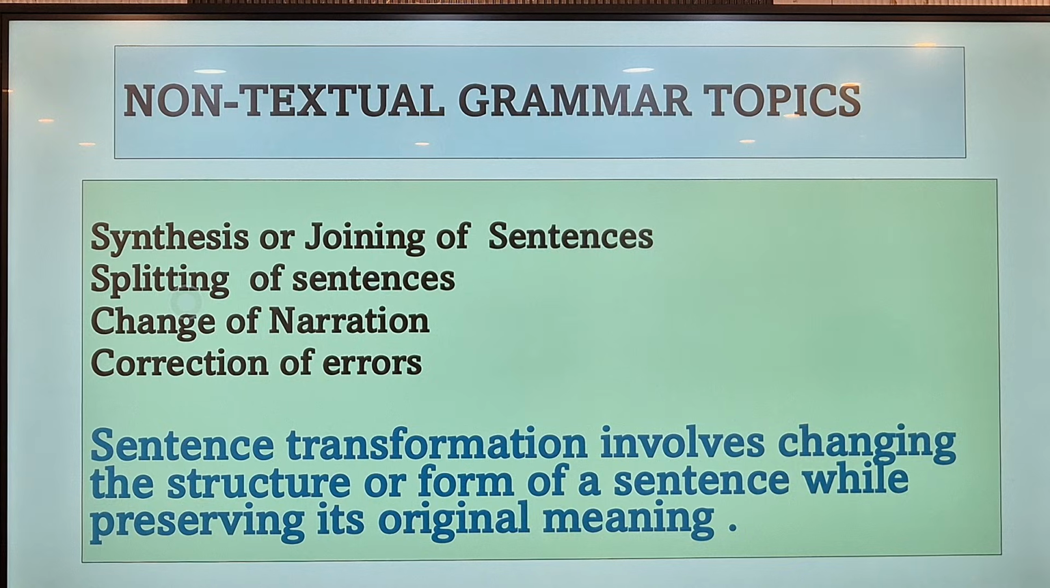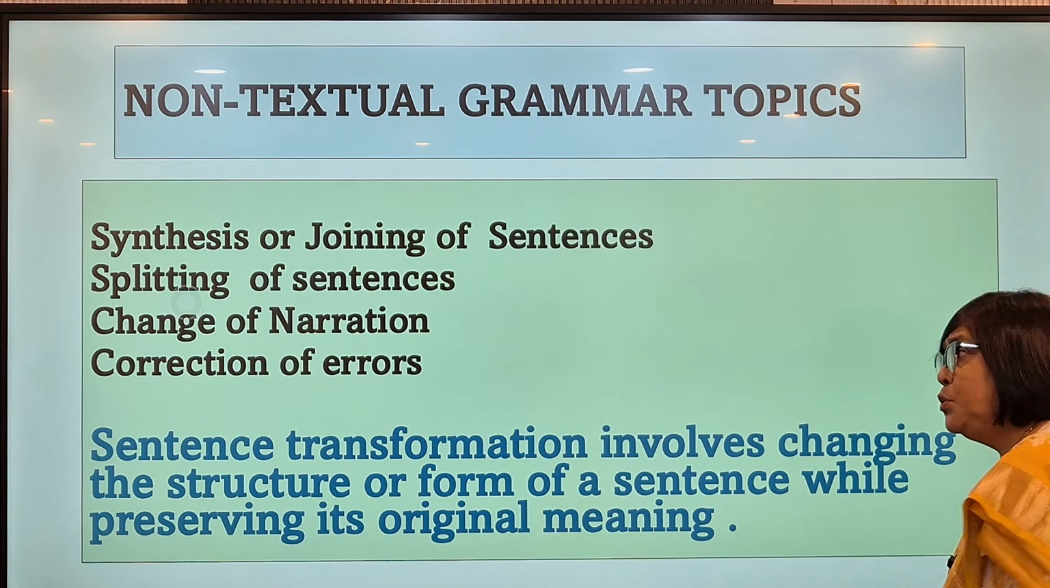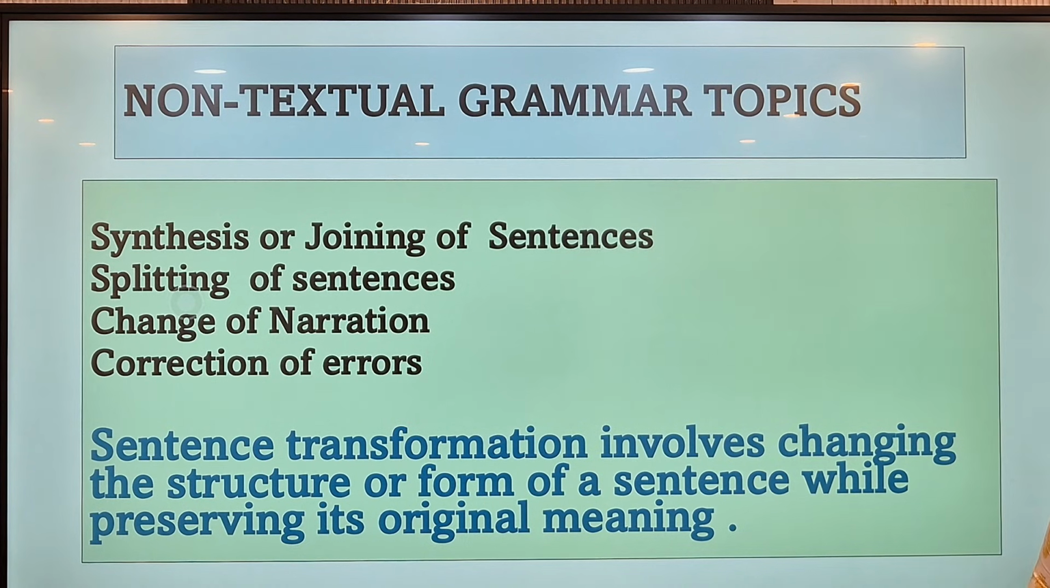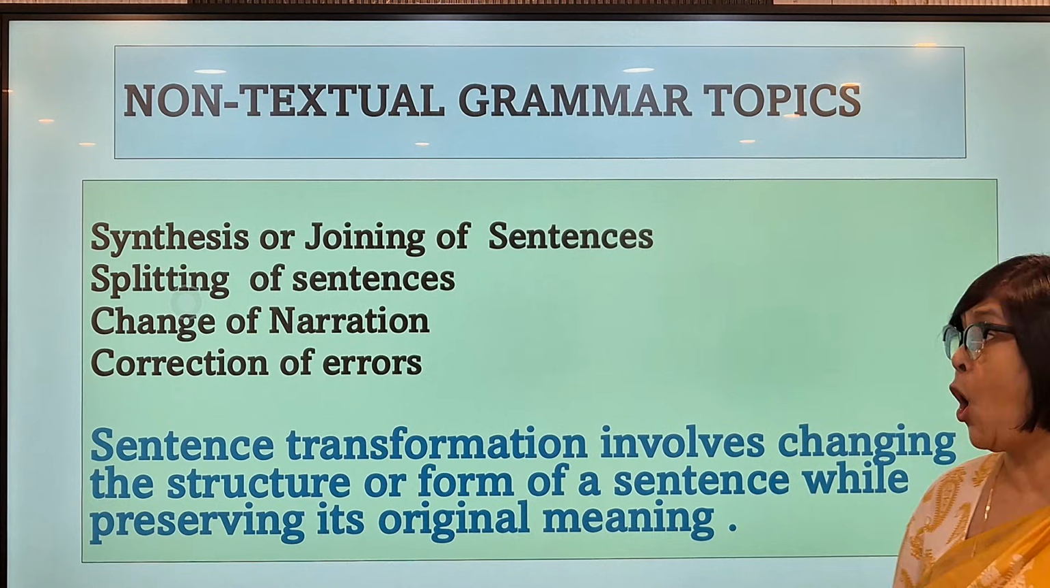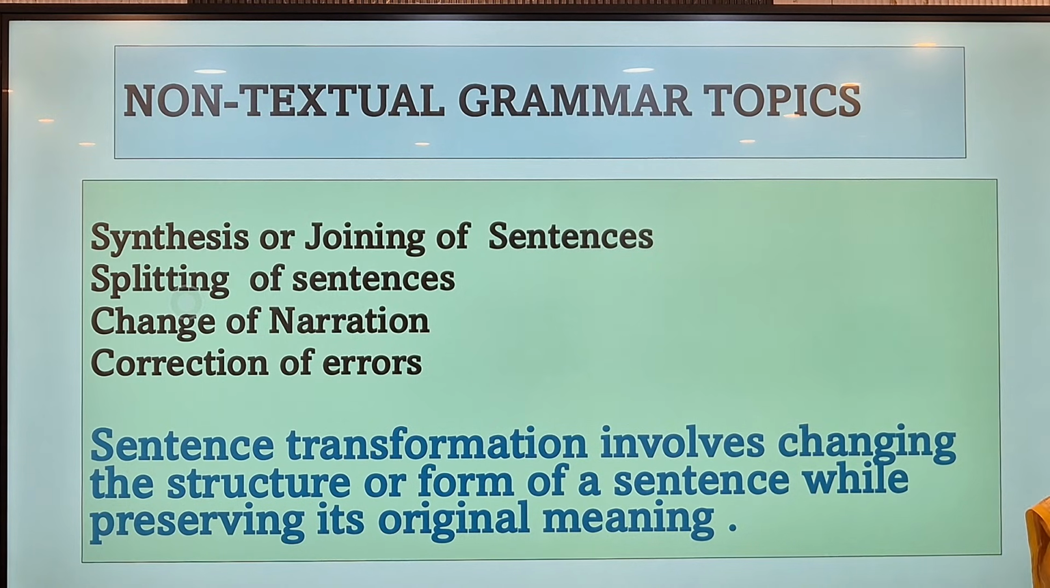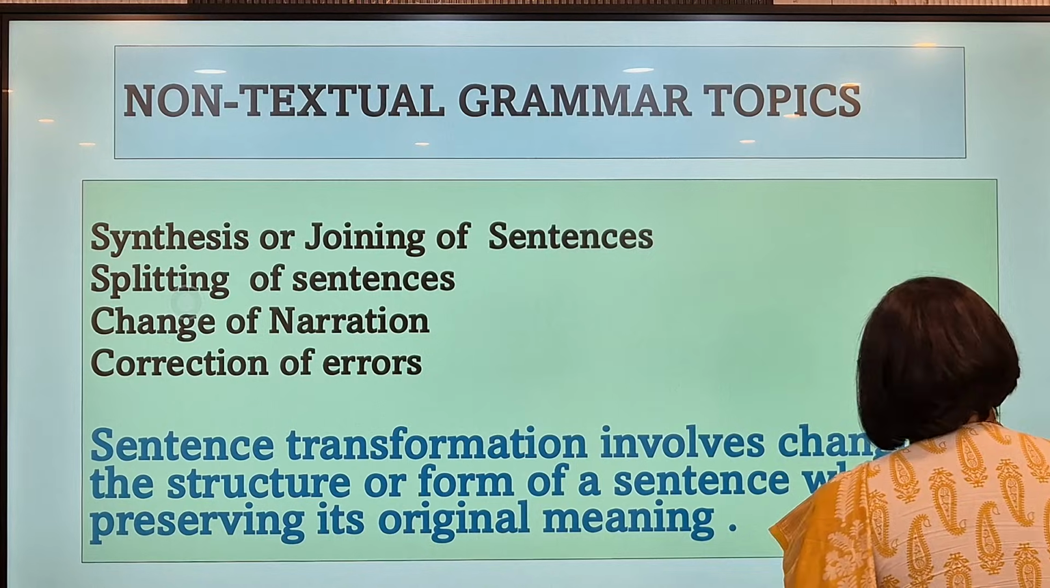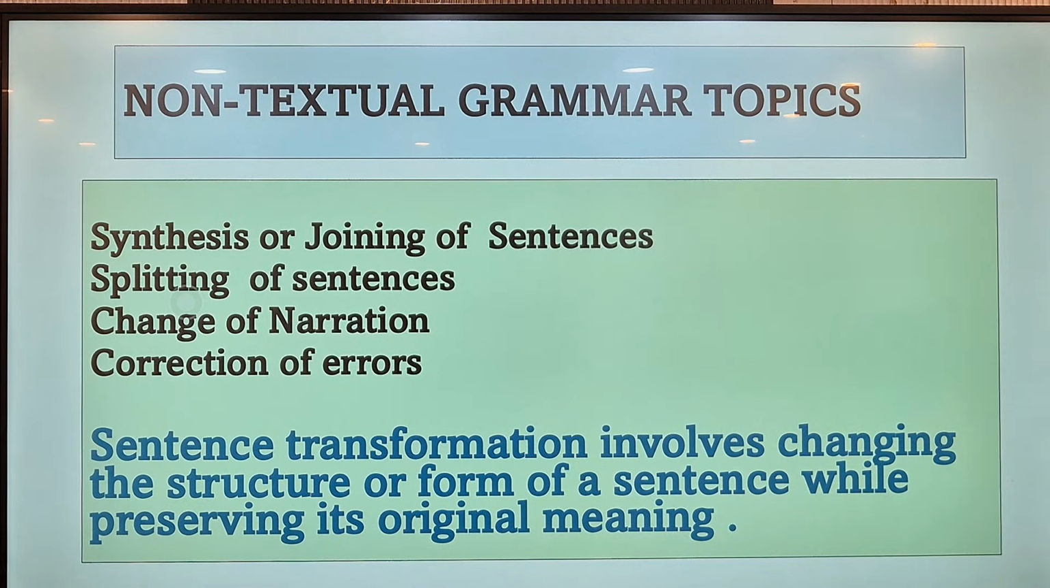Sentence transformation involves changing the structure or form of a sentence while preserving its original meaning. So whatever we do, whether it's joining of sentences, splitting of sentences, changing the narration or correction of errors, whatever type of transformation you are doing, the sentence should be correct and the original meaning should be preserved. In no case can the meaning be changed. If the meaning is changed, your answer will be totally wrong.